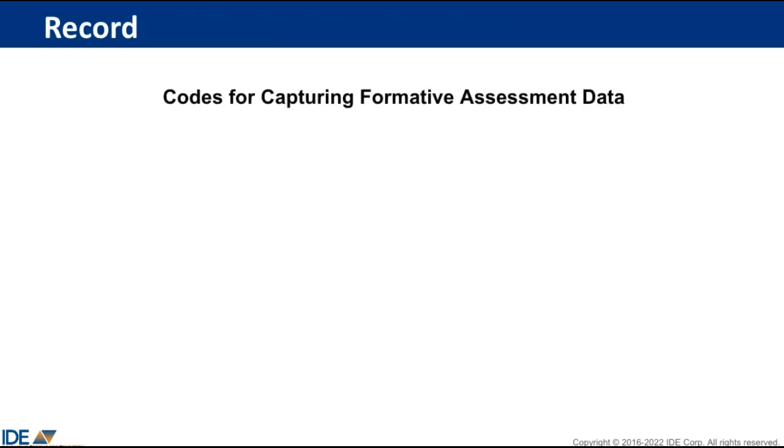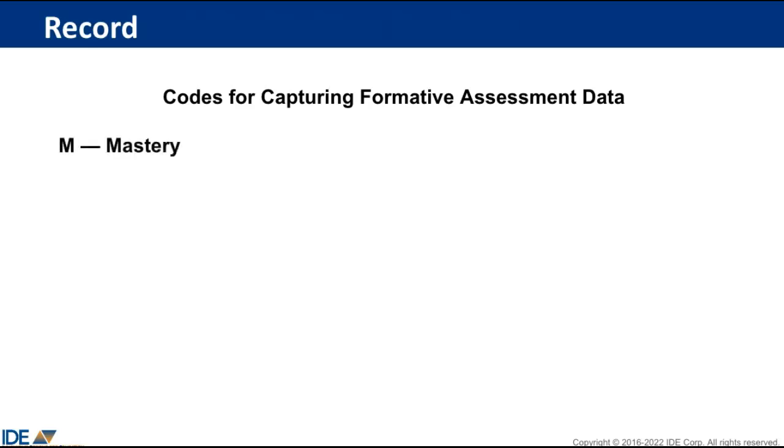Now we're going to talk a little bit about how you're going to record on your grid. You want to think of a structure and some codes and a coding system that's really going to work for you to know when you look at the grid where each of your students are across each of the standards. Here are some that we use.